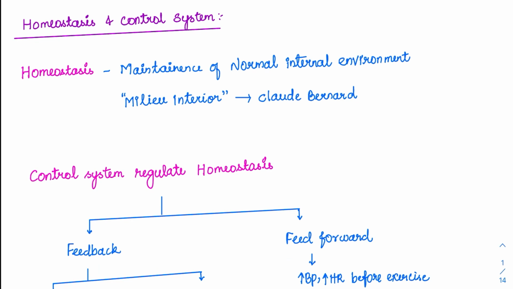First, coming to homeostasis and control system. What is homeostasis? All of us know it is the maintenance of the normal internal environment. This maintenance was initially referred to as the maintenance of ECF. ECF was considered as the internal environment and maintenance of it is called homeostasis. It was termed the milieu interieur by the scientist Claude Bernard.